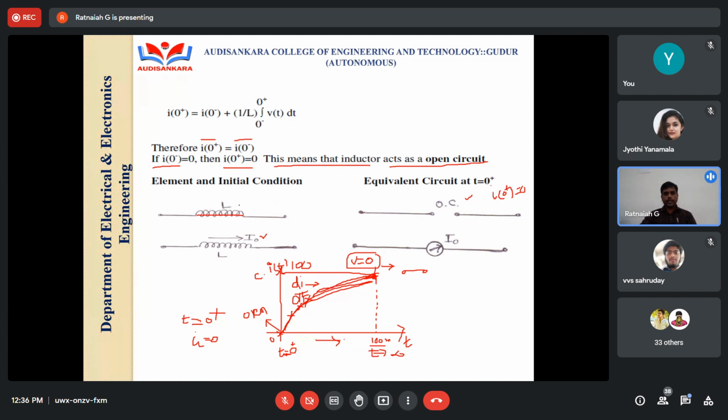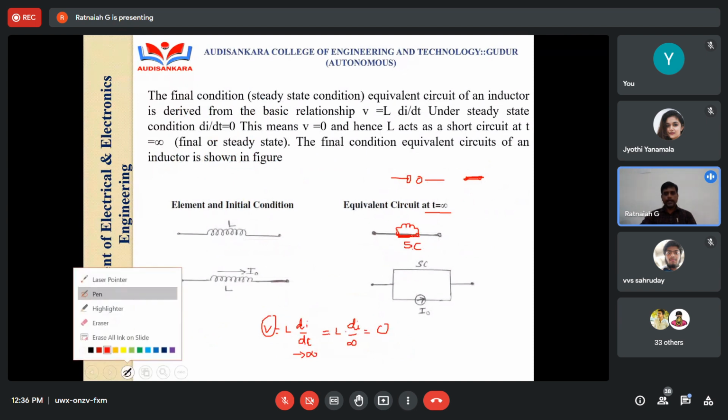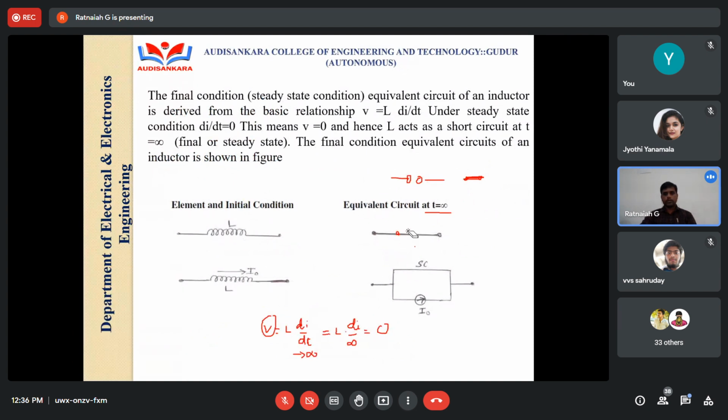So at the initial condition, that inductor will act as an open circuit. That means OC is nothing but open circuit. And at steady state condition, this inductor will act as a short circuit, because the voltage across the inductor will become 0, so this inductor behaves like a short circuit. So finally, we conclude that initially the inductor acts as an open circuit and finally the inductor acts as a short circuit.